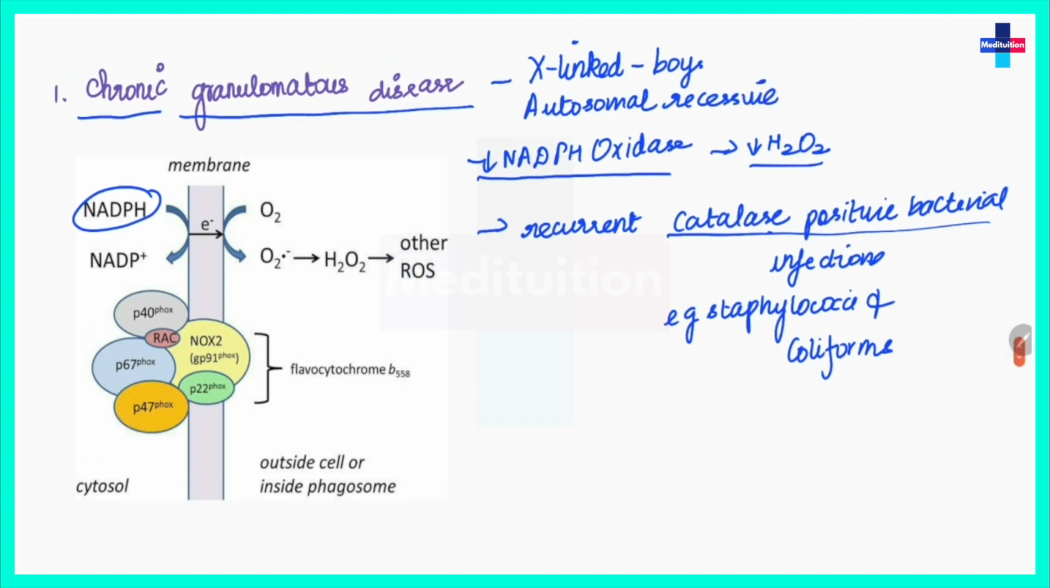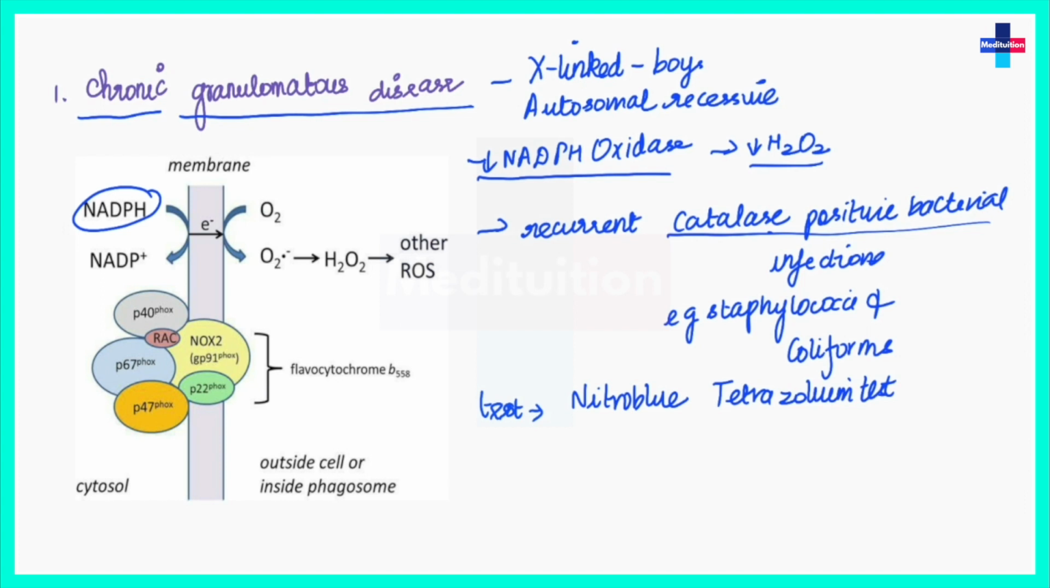So there is a test that can be used for screening of chronic granulomatous disease, and that test is called the nitroblue tetrazolium test. So this nitroblue tetrazolium test is used as a screening method for the diagnosis of chronic granulomatous disease.